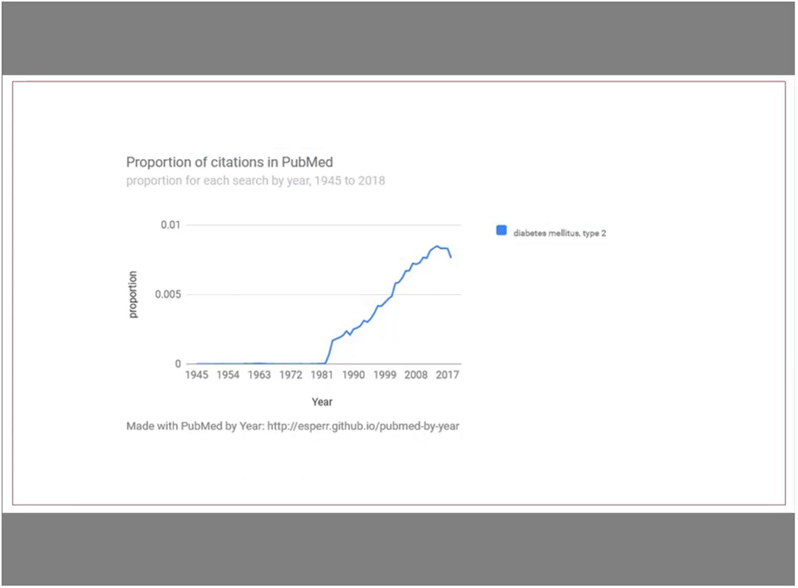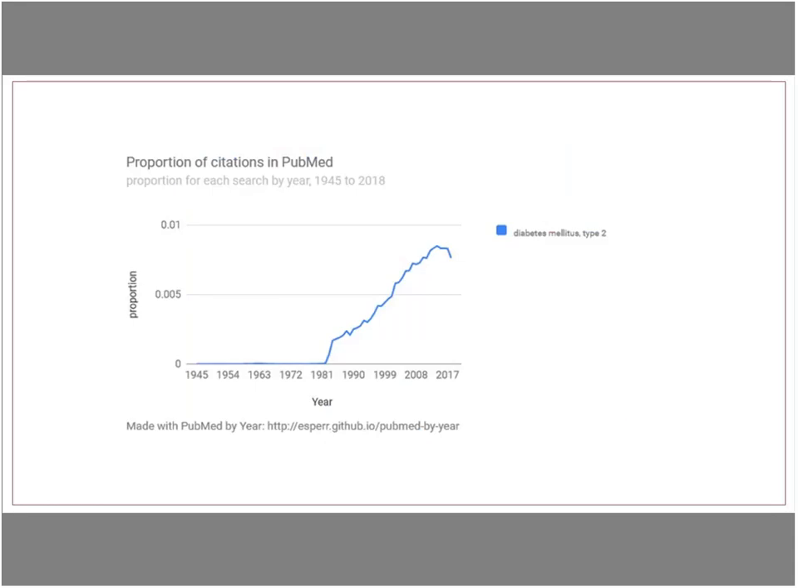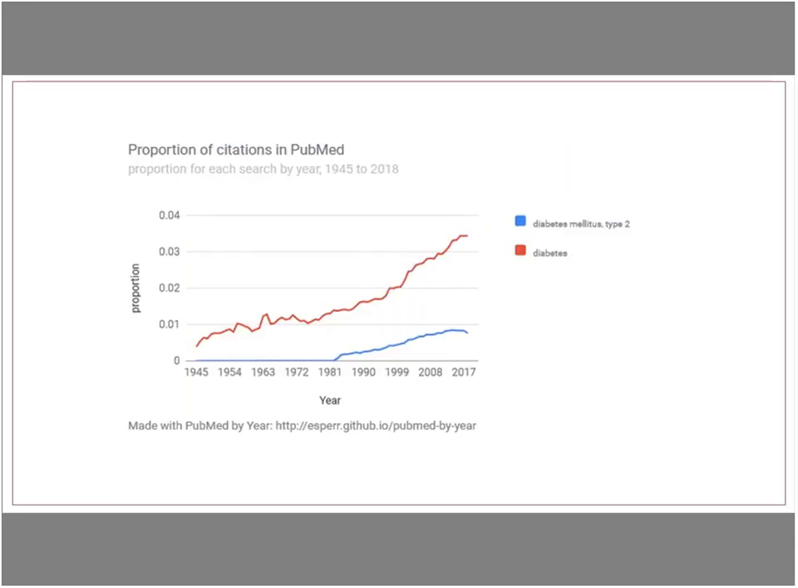Oh, and importantly as well, this is what PubMed by year looks like as an application, and this is how you get to it from the URL at the bottom. So again, diabetes mellitus increases basically on the same slope, though less of it, because it is a more specific search. You get back a smaller result set, so that makes sense.